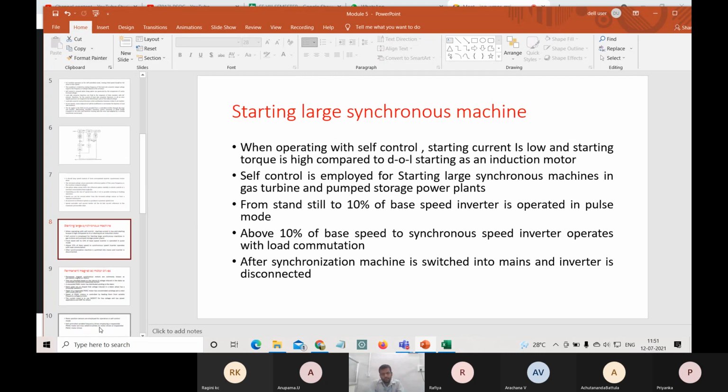So the next thing is about starting. Starting of large synchronous motors.